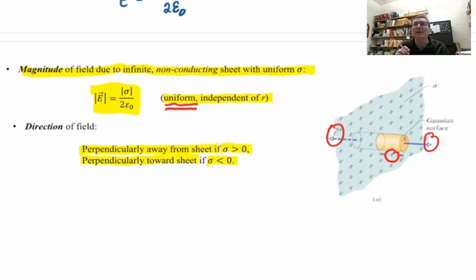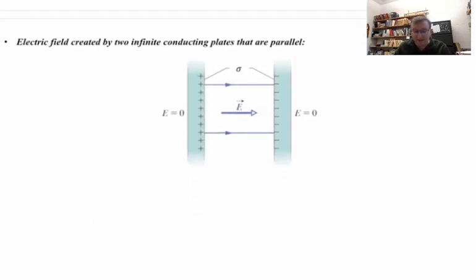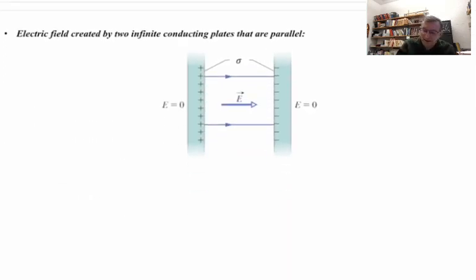It's going to be the topic of one whole chapter coming up soon. And here's what it is. I want to figure out the electric field created by two infinite in extent, going front, back, left, right, conducting plates that are parallel to each other.